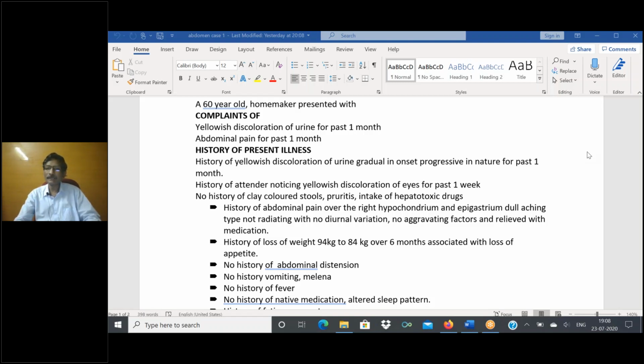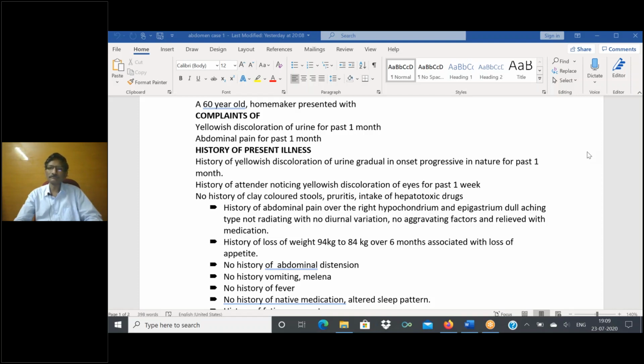Okay, no informant. See, I'll give you the reply. Somewhere in the history you have mentioned that the relative noticed yellowish discoloration for 1 week. Whenever you are bringing in a relative's input in the history of presenting illness, you have to include them in the informant also. Or, since the patient is actually telling that there is jaundice for 1 month, yellow discoloration 1 month, I think you can leave the attender history. Attender history can be left.